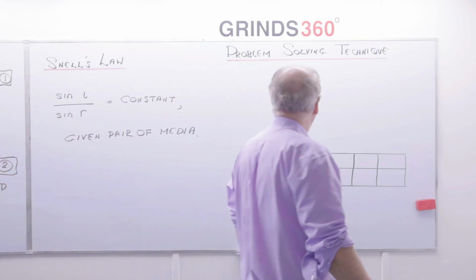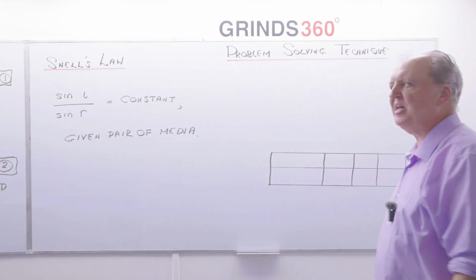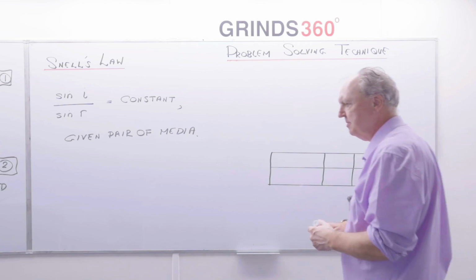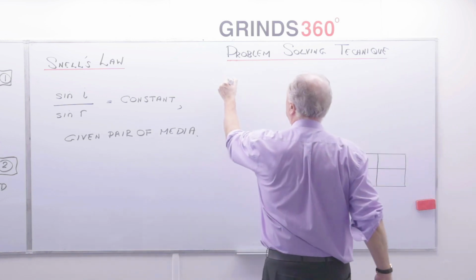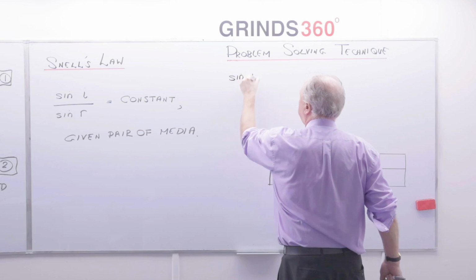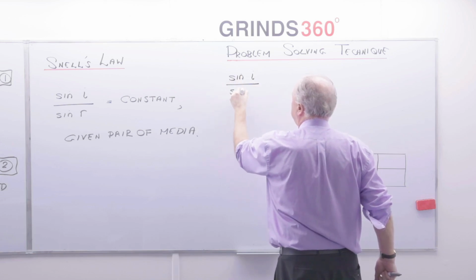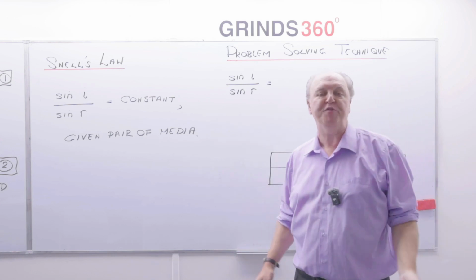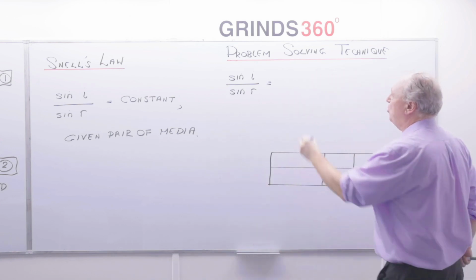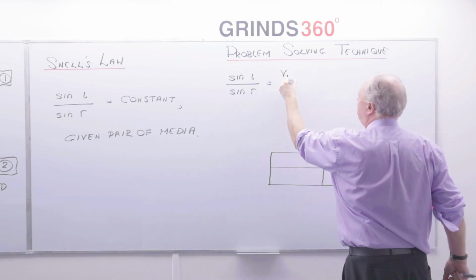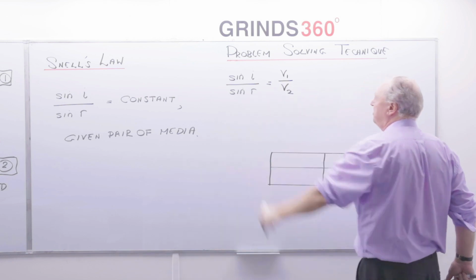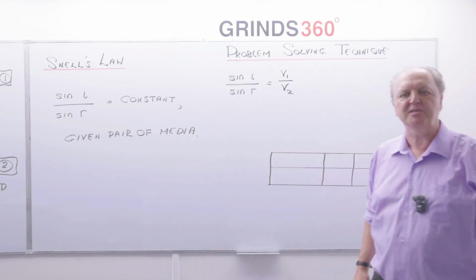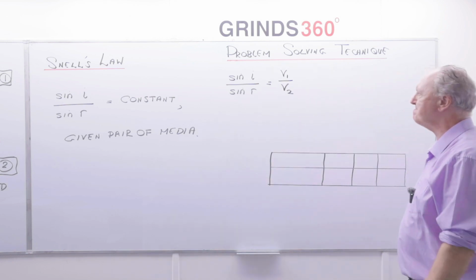Right, let's go back to my analysis. So, sine I over sine R is a constant. Well, Snell also found that that constant is also equal to the ratio of the speeds: V1, the speed in medium 1, divided by V2. So that's an extra part to my formula.